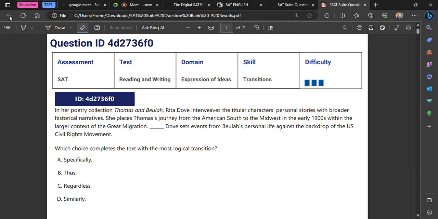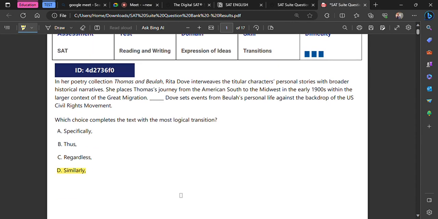Oh no, yeah, I get it now. The name of the book is Thomas and Beulah. First she's talking about Thomas, then she's talking about Beulah. So similarly to Thomas, the same goes for Beulah. Perfect.